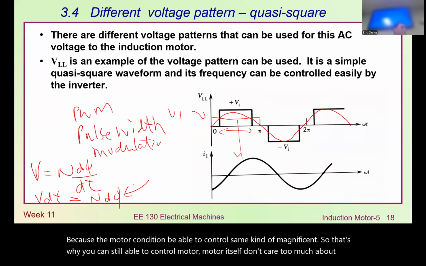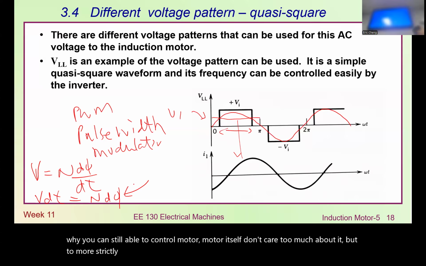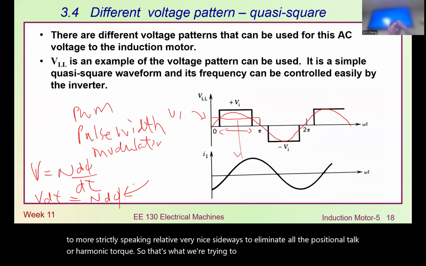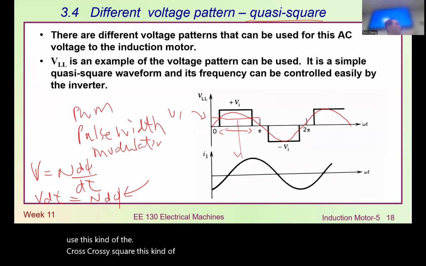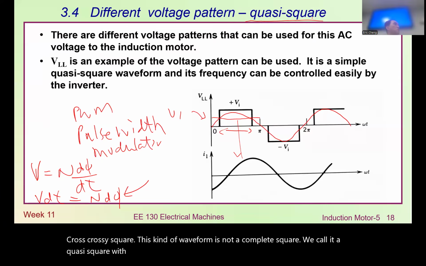But to be more strict, we like to have a nice sine wave to eliminate all the pulsating torque or harmonic torque. So that's what we're trying to do. That's why we use this kind of quasi-square waveform. This waveform is not a complete square. We call it the quasi-square waveform to control the motor.